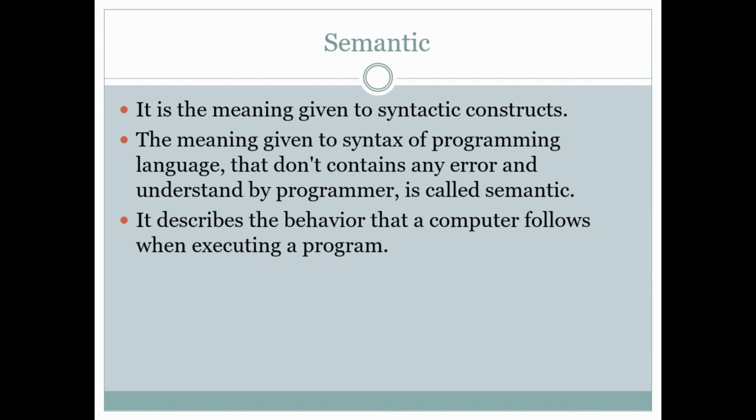For example, we have to write a program: A is equal to 5 and B is equal to 10, and we write the subtraction formula C is equal to A minus B, but we are expecting to get the sum. Then it will give a semantic error. Here, semantics is the meaning given to the syntax of a programming language that does not contain any error and is understood by the programmer. It describes the behavior that the computer follows when executing the program.